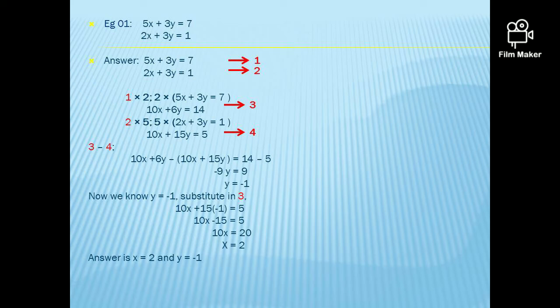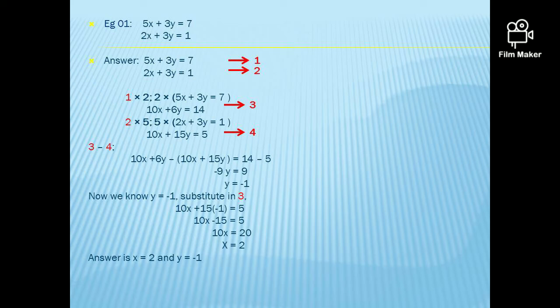With that, you multiply and get the answer 5 into 2x plus 3y equals 1, which is 10x plus 15y equals 5. Label these two as the third equation and fourth equation. Now I have to subtract the fourth equation out of the third.